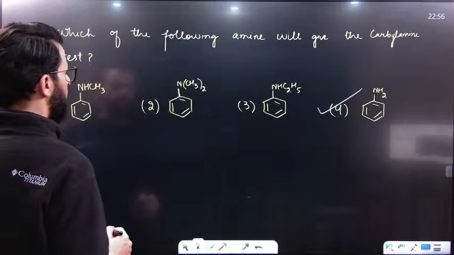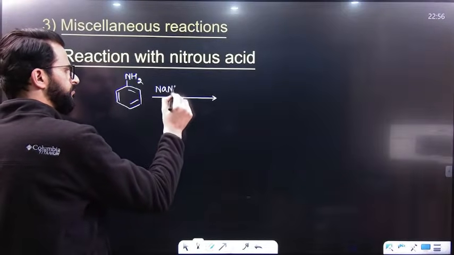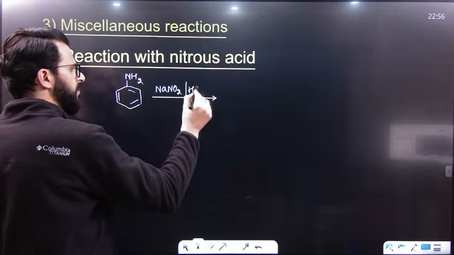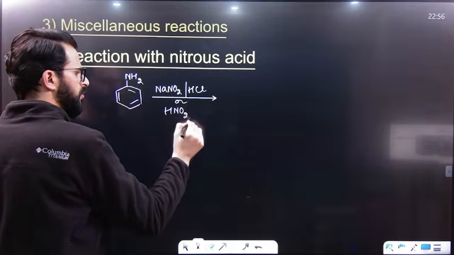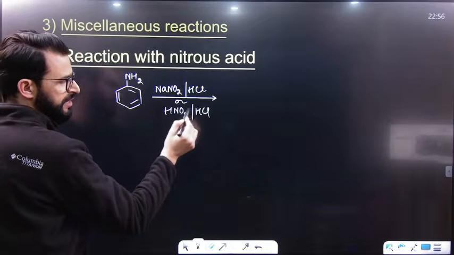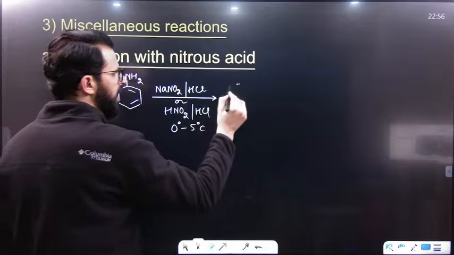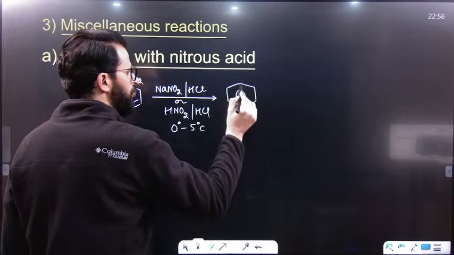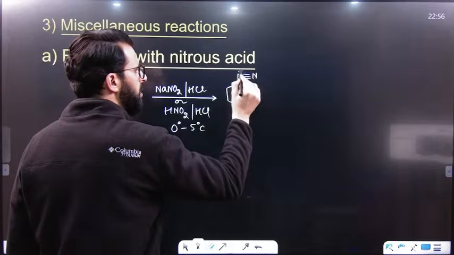Okay. Now, I will react this with sodium nitrite and acid, let us suppose HCl. Both will form nitrous acid within the reaction. Then what will happen? This nitrous acid and HCl will react with this at a temperature of 0 to 5 degrees Celsius, and it will result in the formation of benzene diazonium salt, say for example, benzene diazonium chloride.